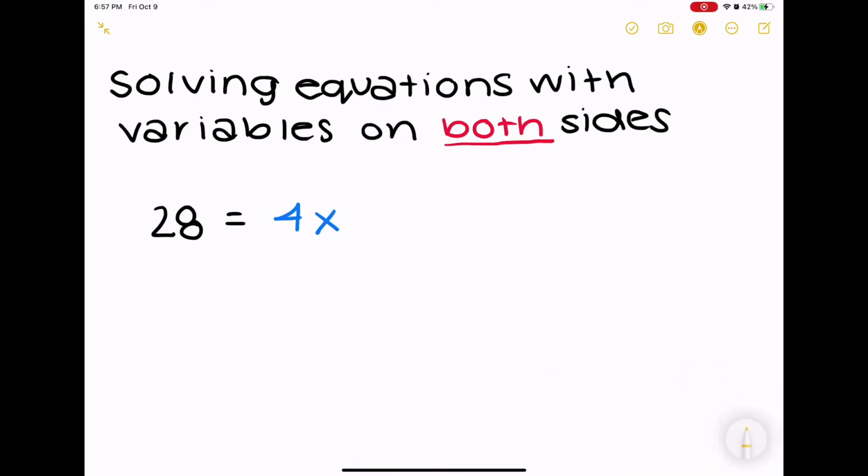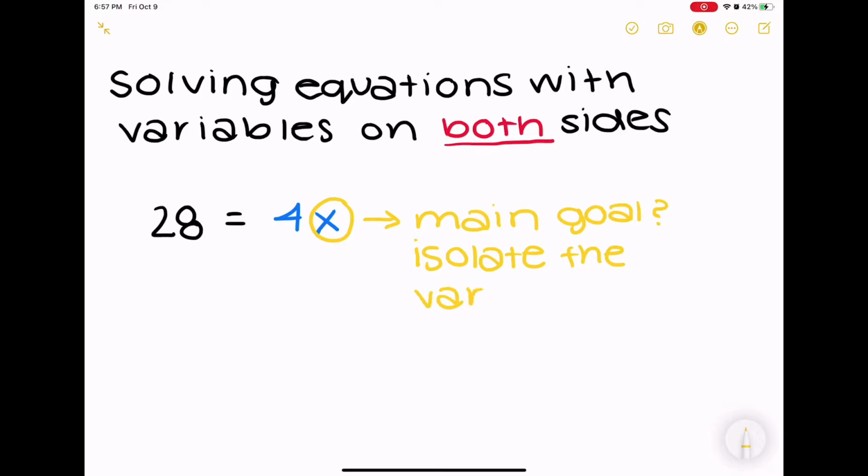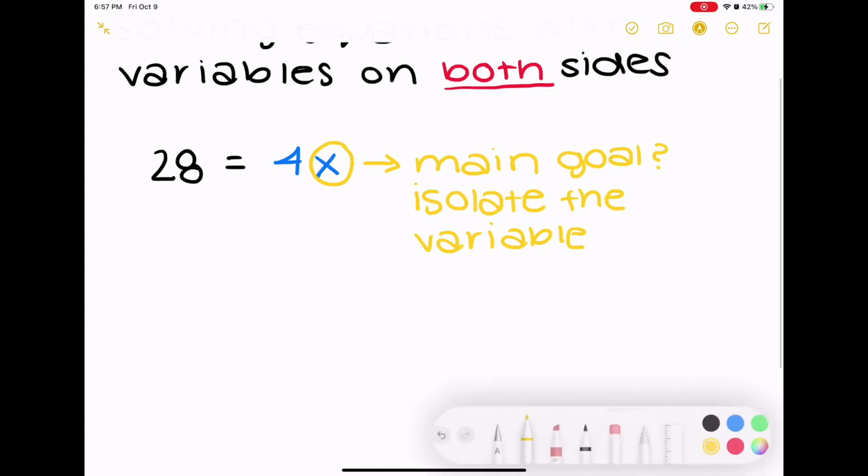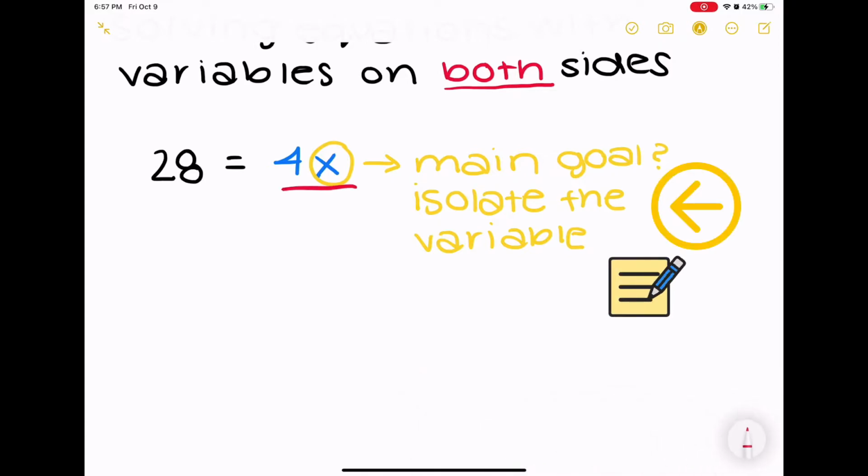Now, in general, when we're solving equations with variables, what is our main goal? Well, our main goal is actually to isolate the variable. This means no coefficients, no numbers that you subtract or add to that variable. As you can see, I'm writing down "isolate the variable," and I just want you guys to write this down if you don't have it written down already because it's a really important thing.